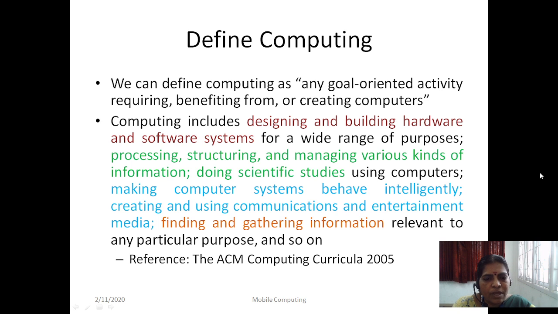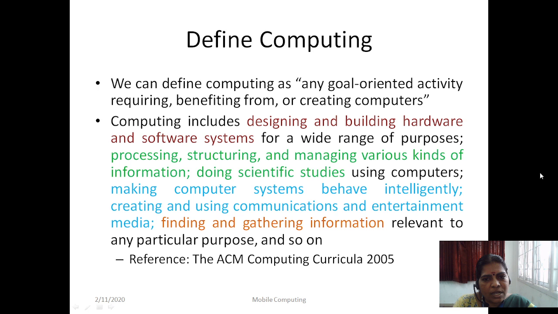For the starting part, we will see the definition for computing. We can define computing as any goal-oriented activity requiring, benefiting from, or creating computers. If you are considering computing as a term, we have to make use of computer systems for any goal-oriented purpose, or we can benefit from the existing computer systems, or we have to create computer systems. That is the actual definition we have for computing.